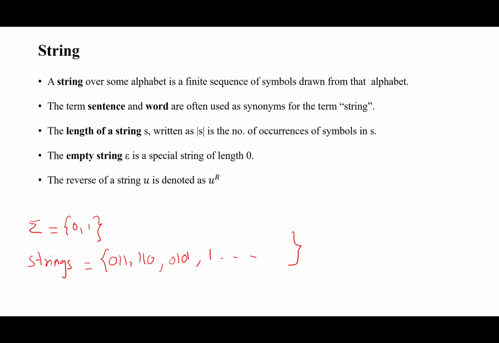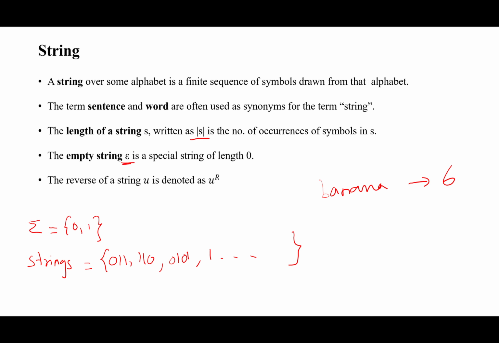Then length of the string s can be written within the modulo, that is |s|. That is the number of occurrences of the symbols in the s. Okay. So for example, we have taken the special string banana. So what will be the length? The length of this one is 6. Then the empty string. The special string we are using here with the length 0 is the epsilon symbol. So for the empty string we will use simply epsilon.